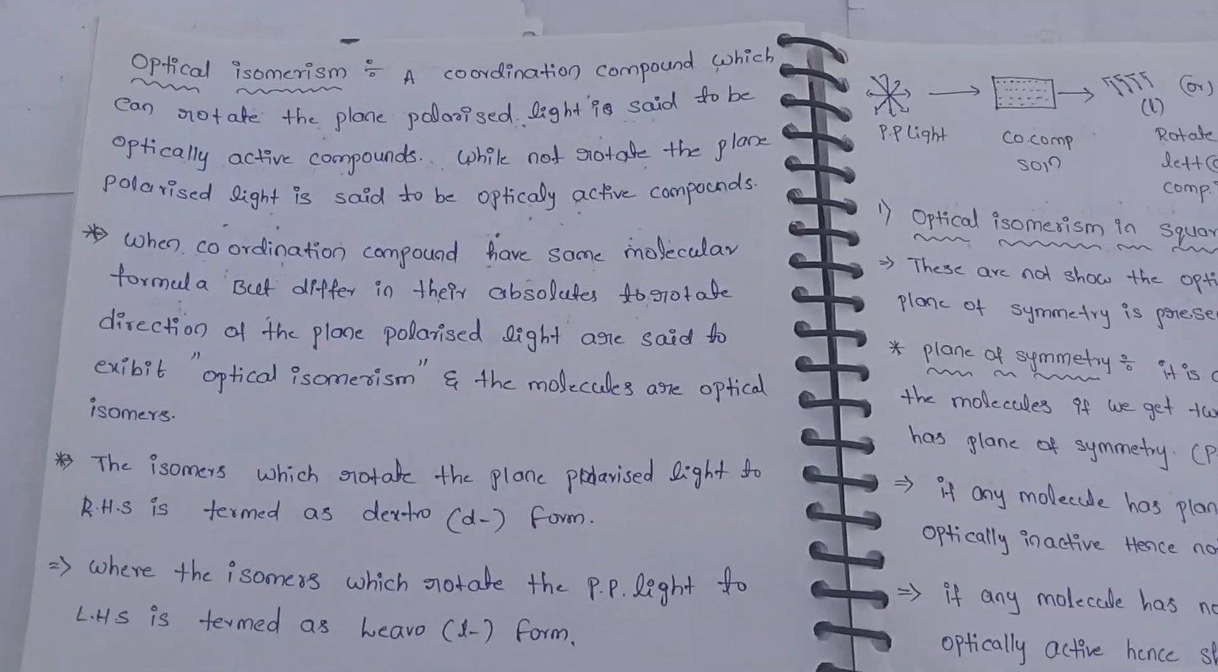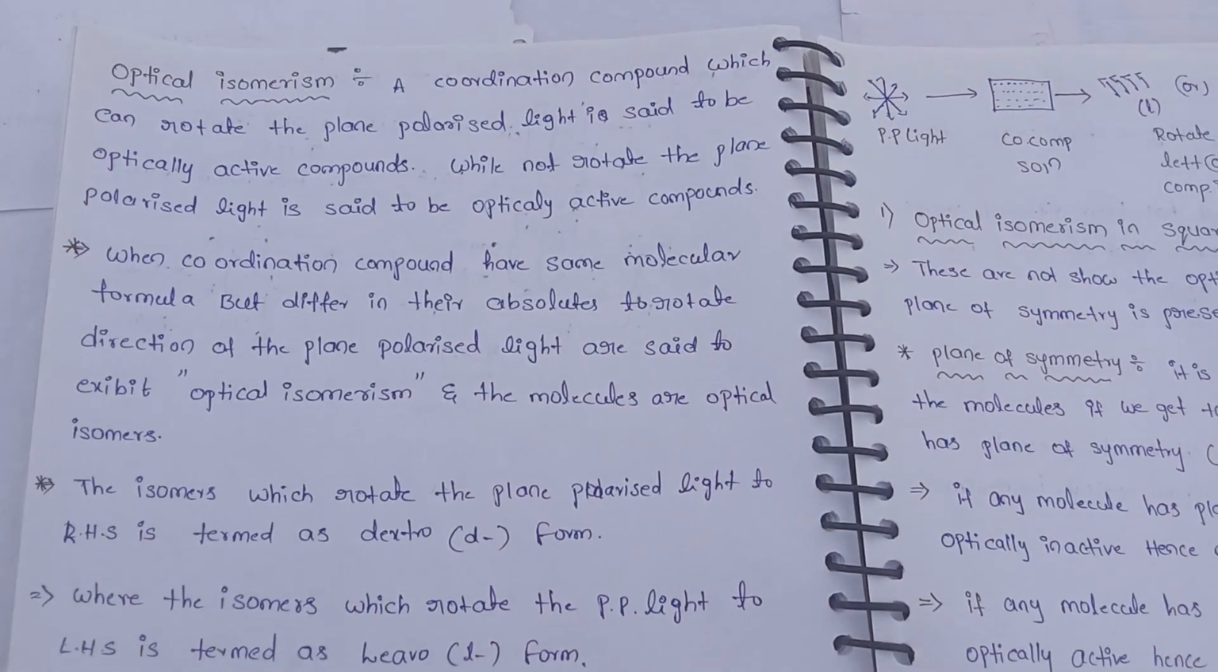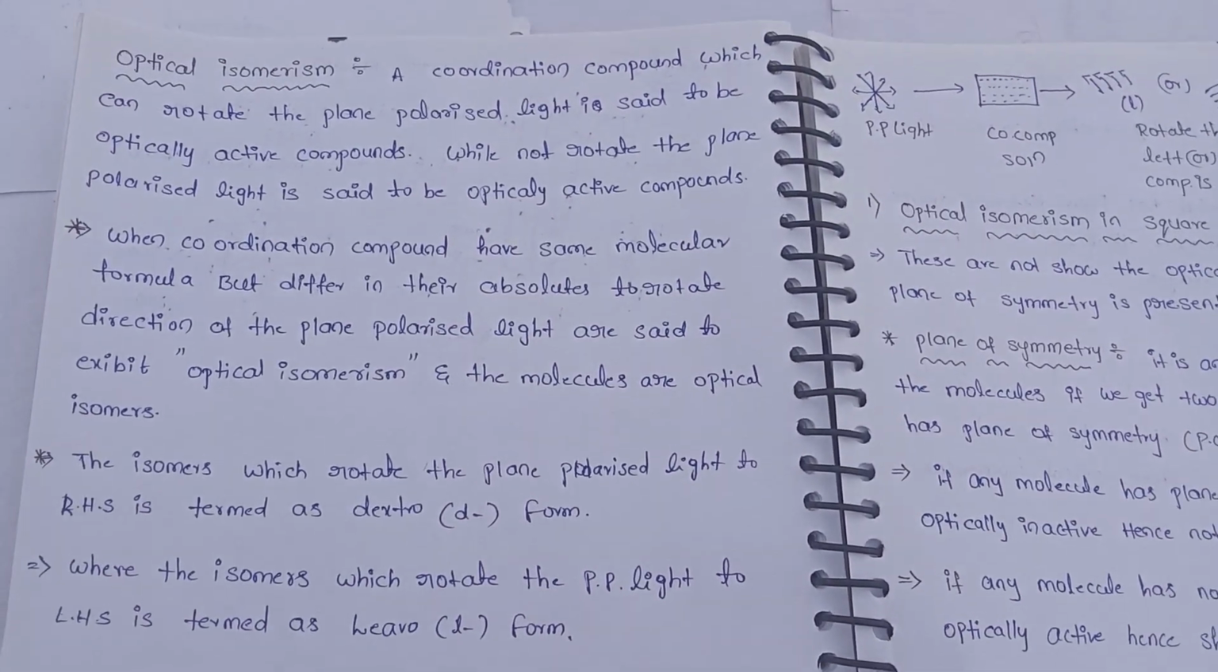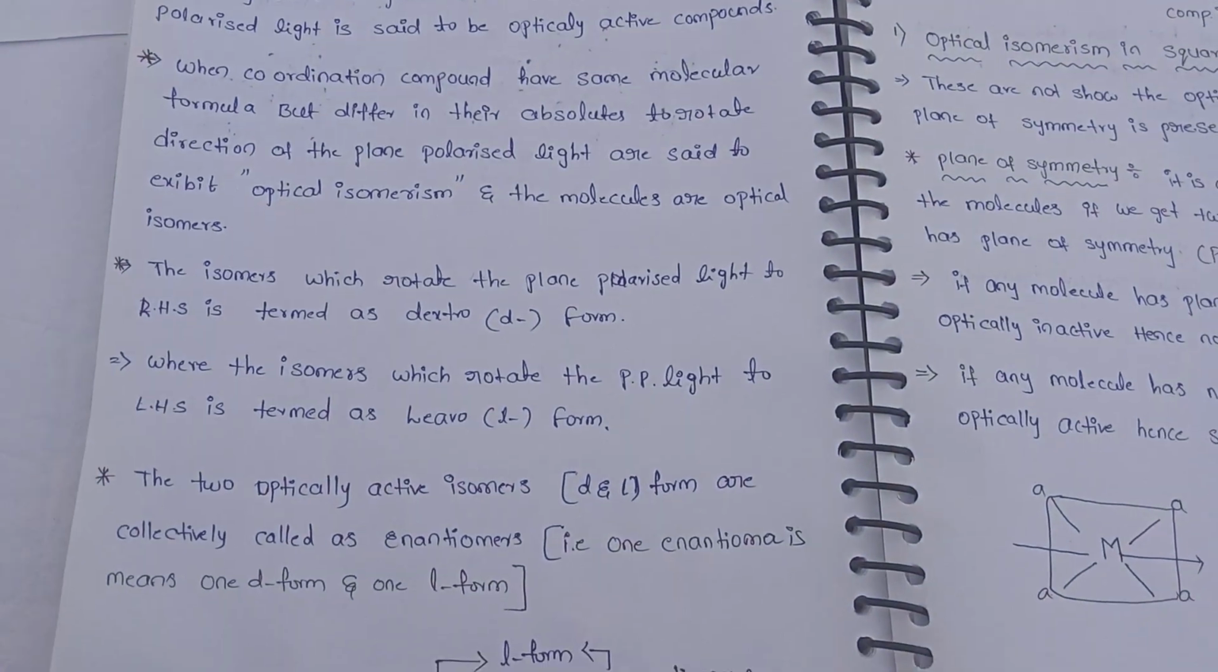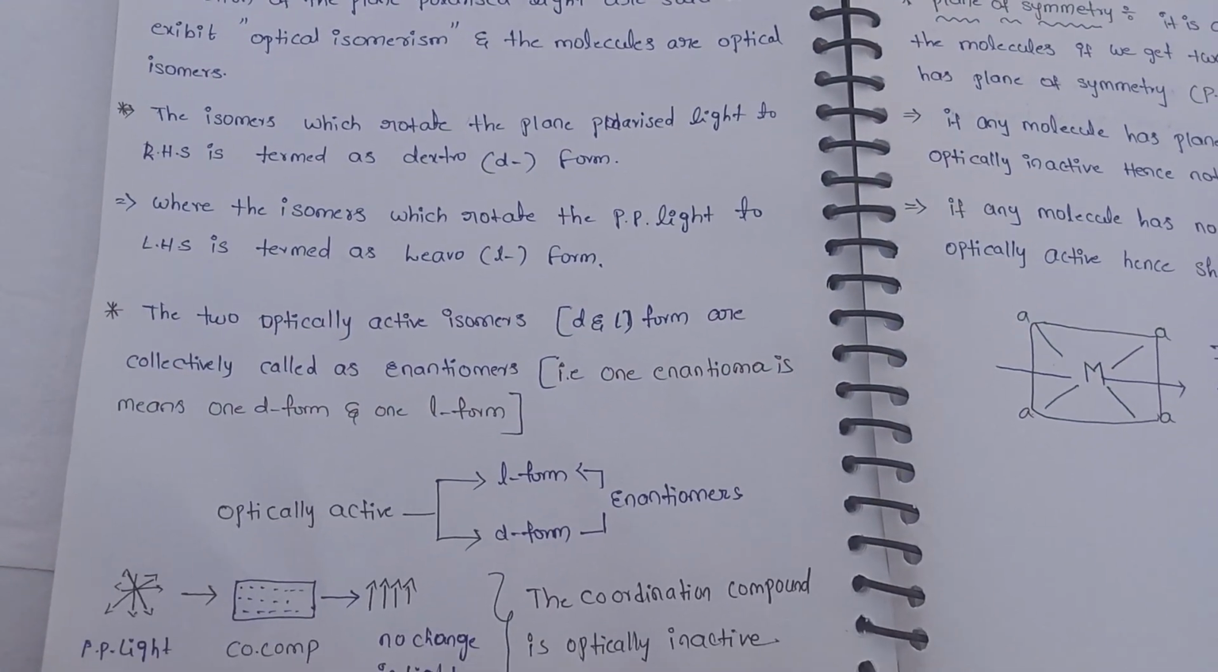So this is the optical isomerism definition and total theory part for semester students. Once you can check it.